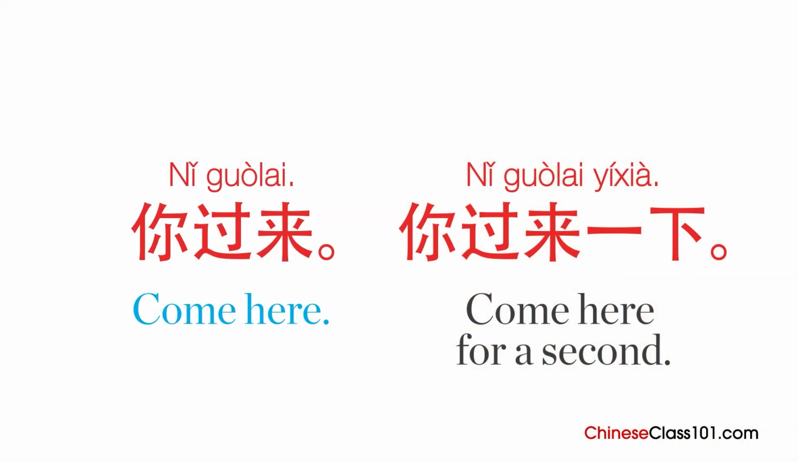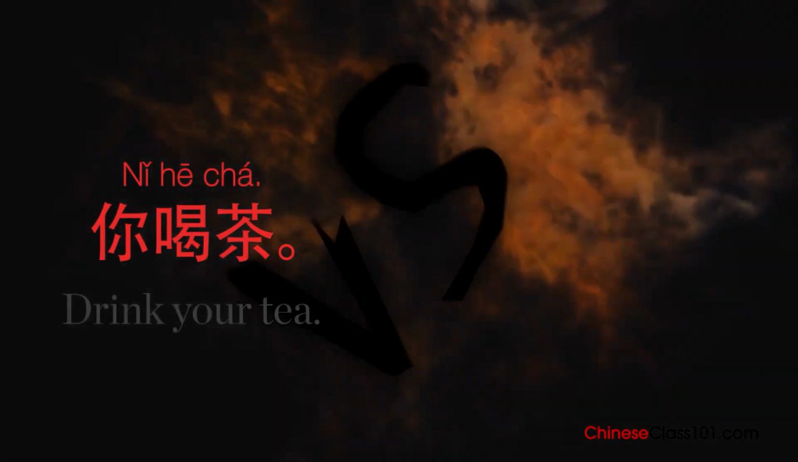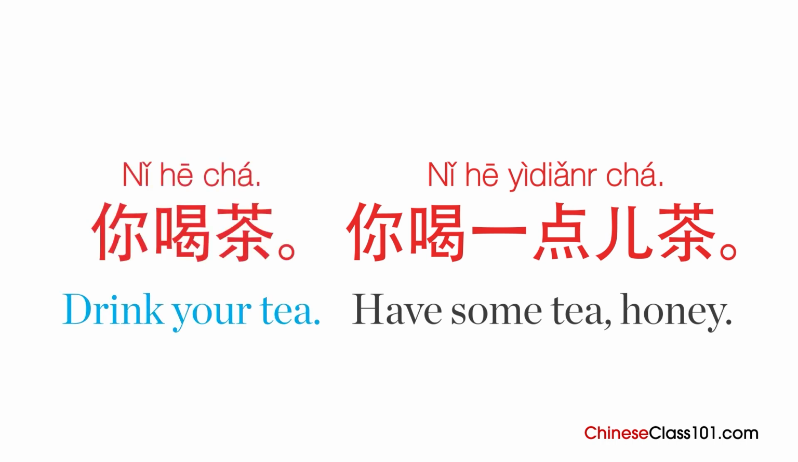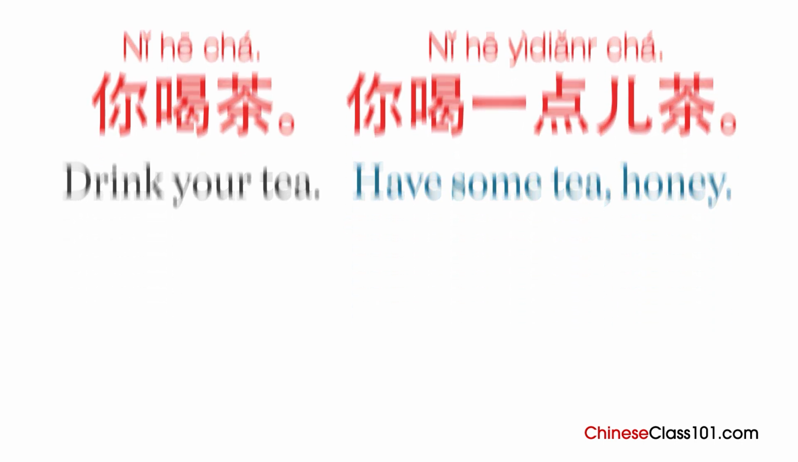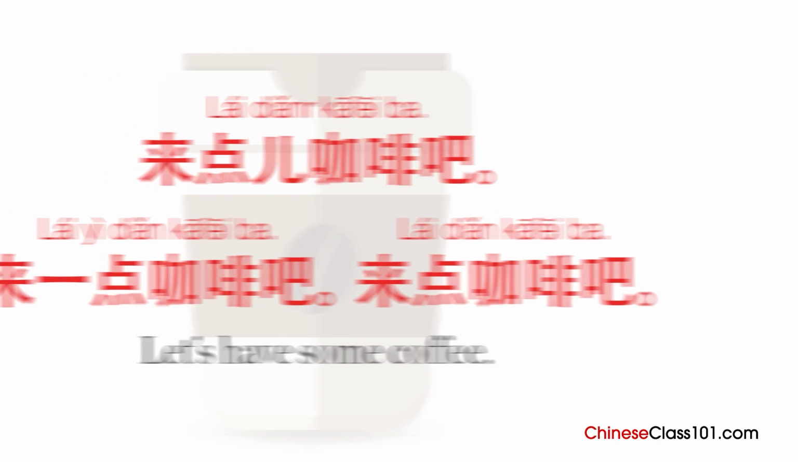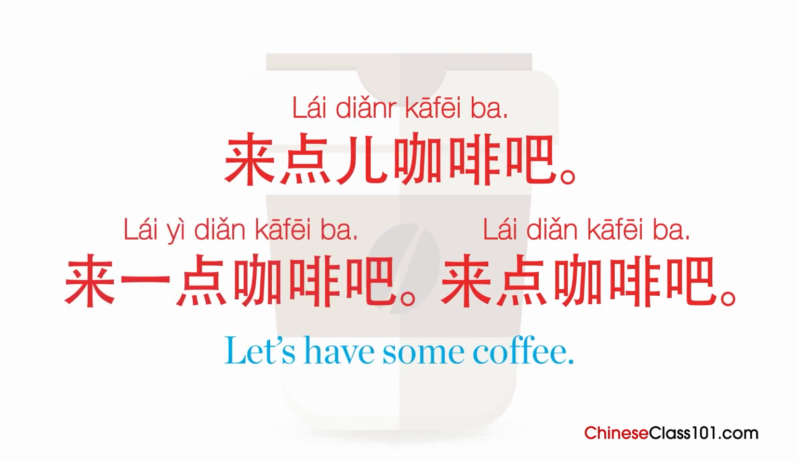The first sentence sounds like an order, come here. The second one sounds more like a polite request, come here for a second. 你喝茶 versus 你喝一点茶. The first one sounds like a parent commanding you, drink your tea. The second one, on the other hand, is more loving, like saying, have some tea, honey. Since nobody wants to sound mean when they don't have to, you'll hear verb plus 一下 or 一点 in spoken Chinese. Sometimes you can omit the 一 in 一点. You can either say, 来一点咖啡吧, let's have some coffee, or 来点咖啡吧. Or as people from the North would say it with 儿化音, 来点咖啡儿吧.